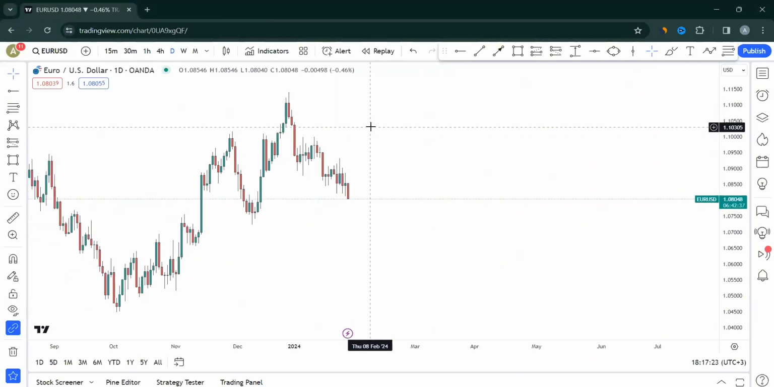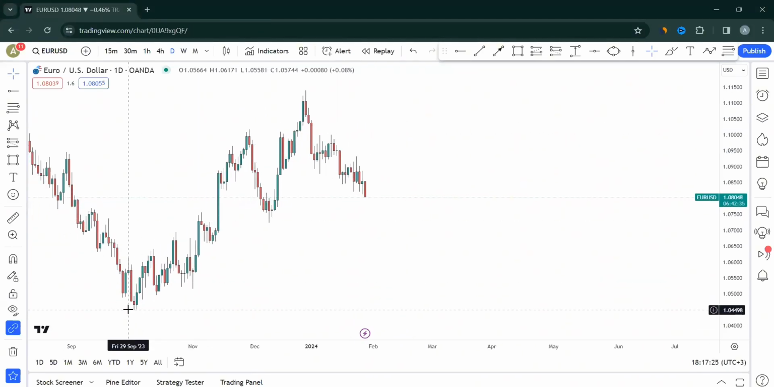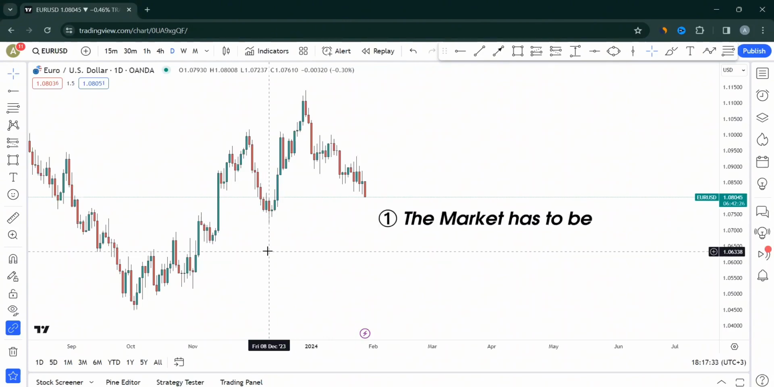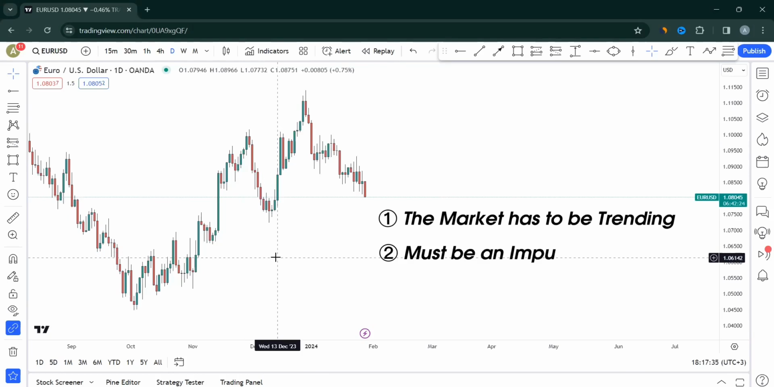I know there are very many ways of people drawing them. People draw them from where the move started to where it ended. But remember in the previous video, which I'm repeating right now, that for us, we're only interested, one, the market has to be trending, and then two, it must be an impulse. For something to be an impulse, it must be breaking several turning points, not just one. When the market breaks only one turning point, it means it's not an impulse, right?